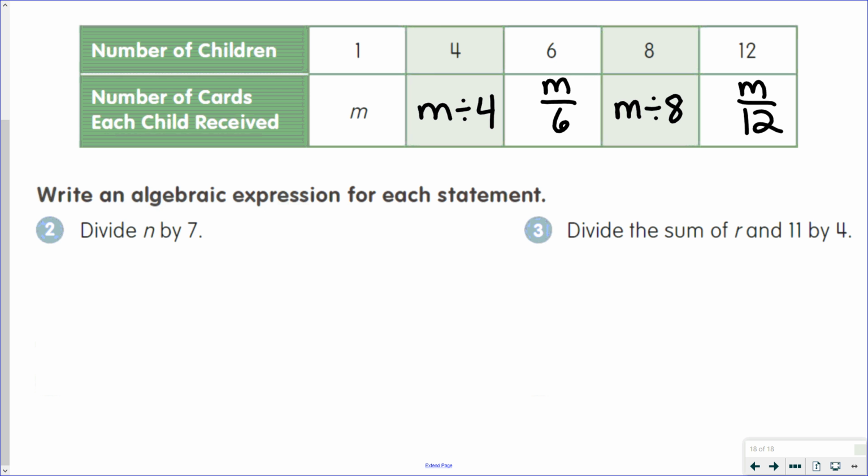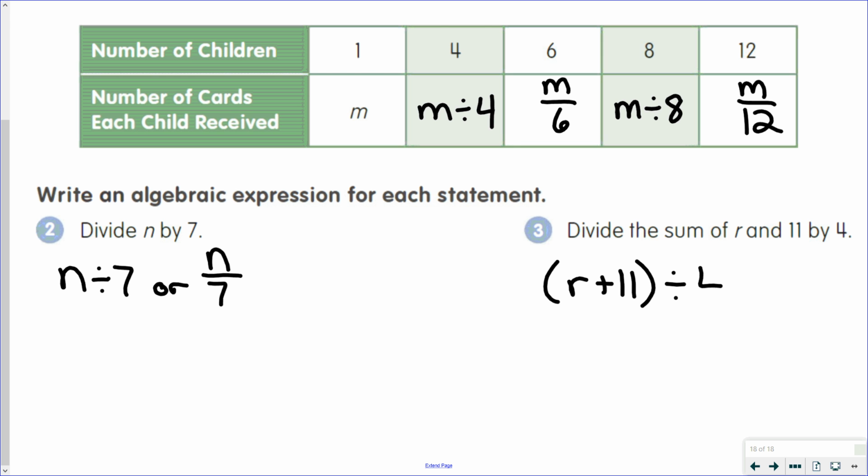And divide N by 7. So that's N divided by 7, or N over 7. And we want to divide the sum of R and 11 by 4. So sum tells us to add, so we will need those parentheses. And we're going to divide by 4.